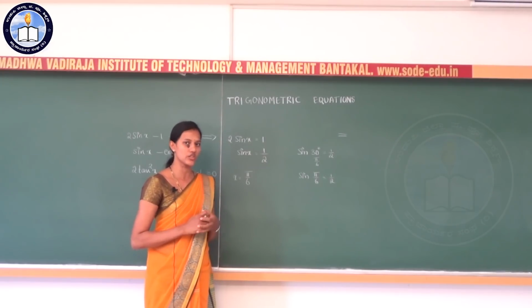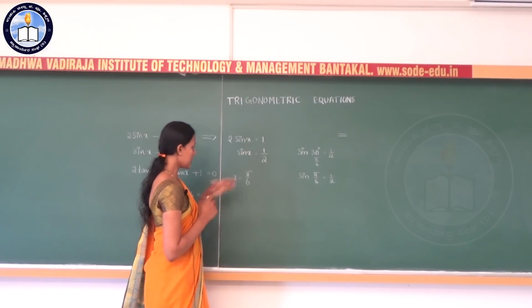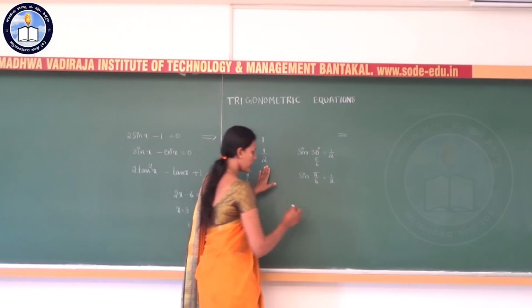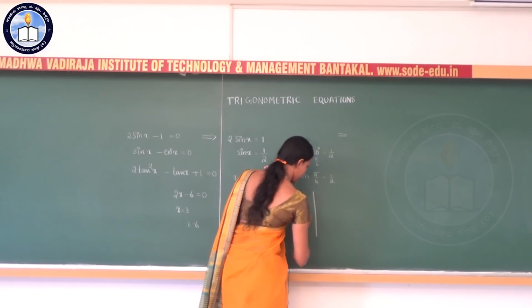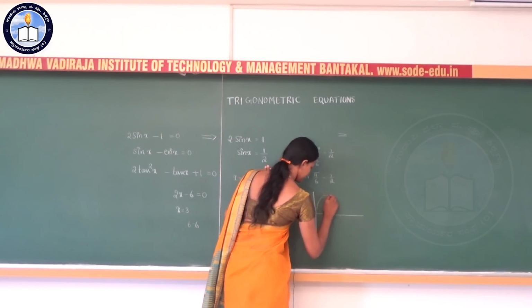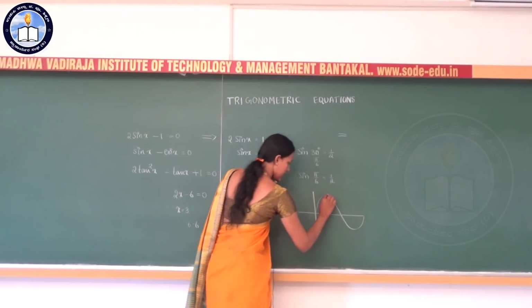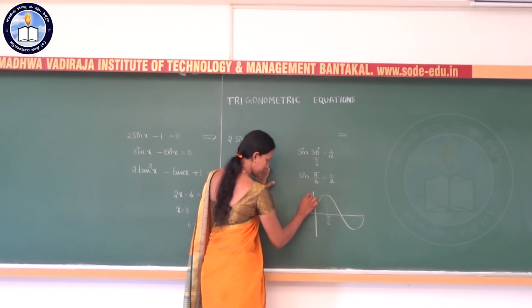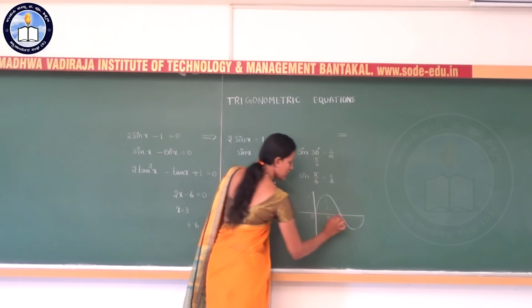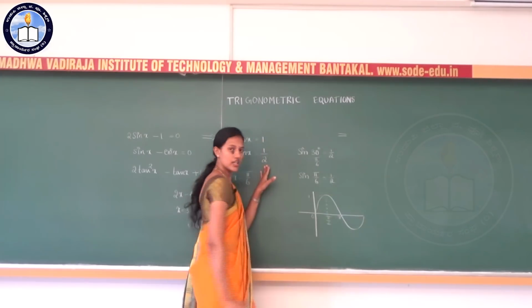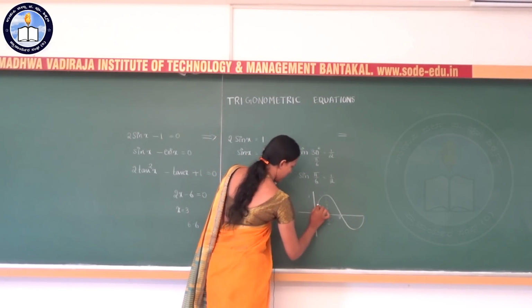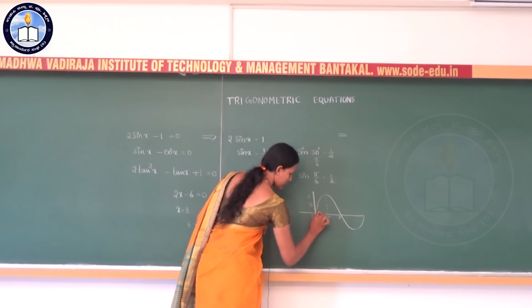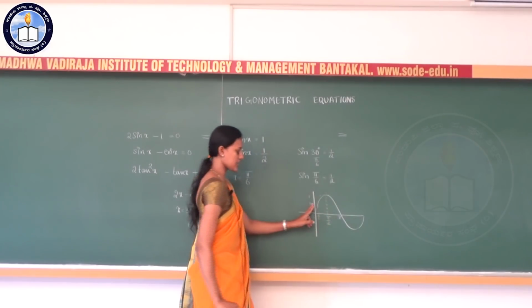Is this the only solution? No. We know that sine value is positive even in the second quadrant. Or if you remember the graph of sine function, at pi by 2 it is 1, at 0 it is 0, at pi sine is 0. Half, in the sense, is exactly the middle of 0 and 1. We know that at pi by 6 sine is half.